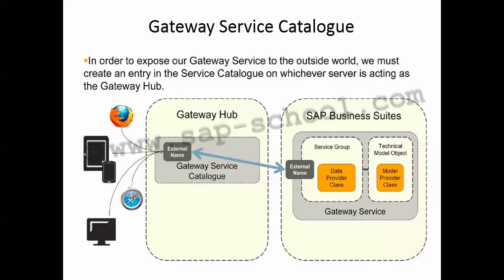First of all, we have the SAP business suite, in which our data provider class and our model provider class exist. So this is my gateway service. Then in the gateway hub we have the gateway service provider, in which we have the gateway service catalog. We must create an entry in the service catalog in the server which is acting as my gateway hub. This way we have to create the entry in my gateway service catalog.